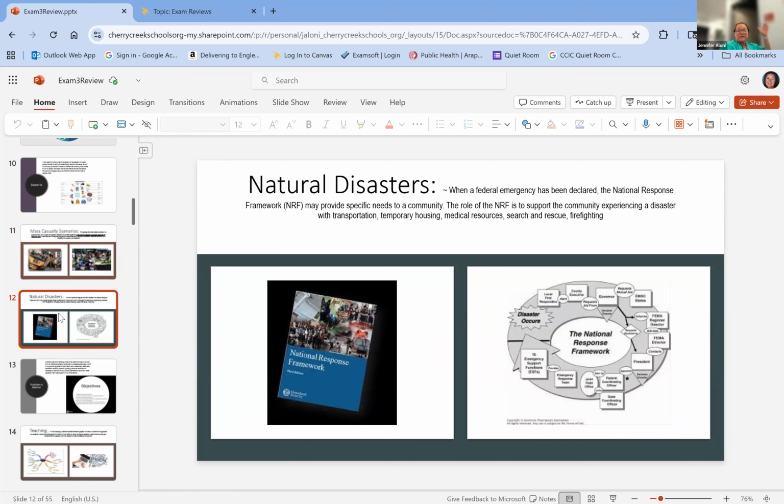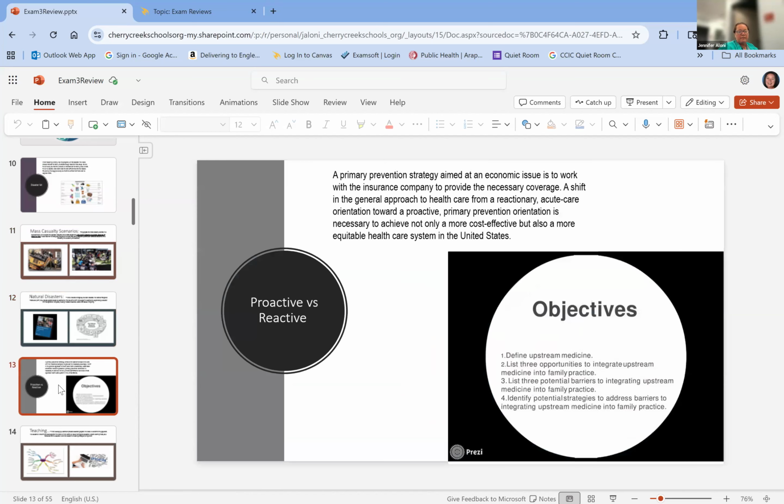Now, with our natural disasters, a federal emergency can be declared, and that would be the National Response Framework, and its role is to help the community. So it'll help with transportation, temporary housing, medical resources, search and rescue, and firefighting.